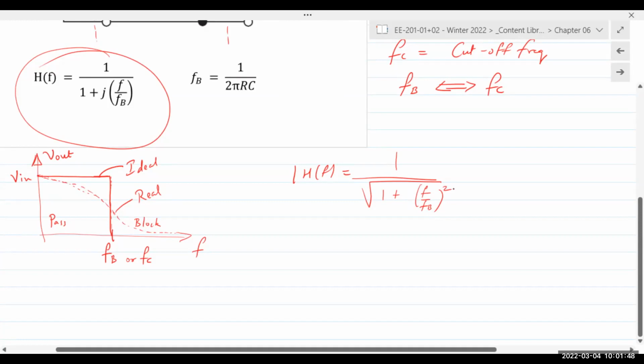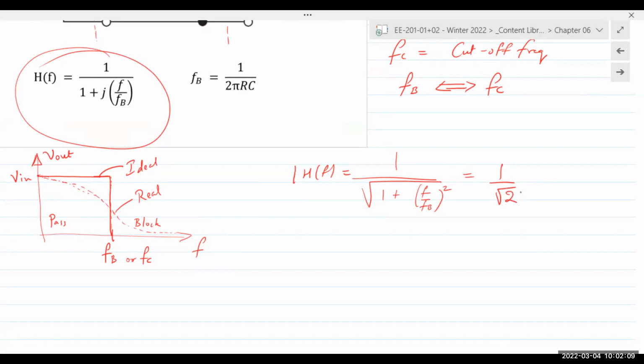So if F is equal to FB, meaning the incoming input signal has a frequency that is exactly equal to FB, what happens? When F becomes equal to FB, the magnitude of H of F falls to 1 over root 2. So V out over V in is 1 over root 2. So V out is 0.707 times V in when F becomes equal to FB, and hence 70%.